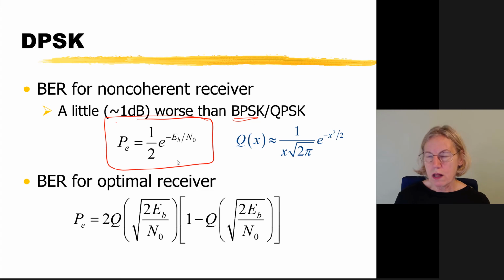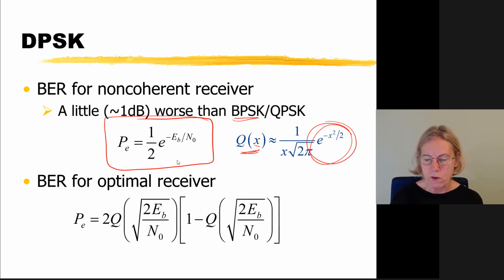If you recall, when I talked about the Q function, I said that there were a couple of approximations to the Q function, and one of them is with an exponential. And if you compare these two expressions, where the Q function is used for the coherent case, you would see that the bit error rate for non-coherent reception is just a little bit worse than the bit error rate performance of BPSK with coherent detection. It's like 1 dB.